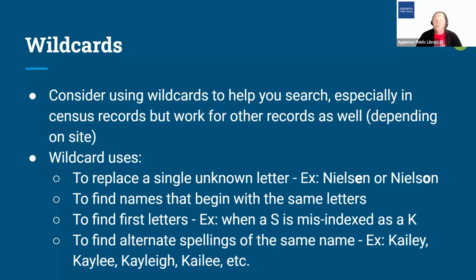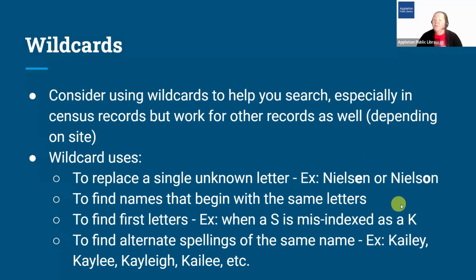Well, I can use a wildcard to replace a single unknown letter. So for example, if I have the surname Nielsen, and between the S and the N, I'm not sure, did they spell it with an E? Do they spell it with an O? Do they spell it with an I? Do they spell it with an A? What letter is between that S and N? Or maybe it's misspelled multiple different ways in different records. So I'm going to put a wildcard in between the S and the N to get all of those results that are spelled that way.